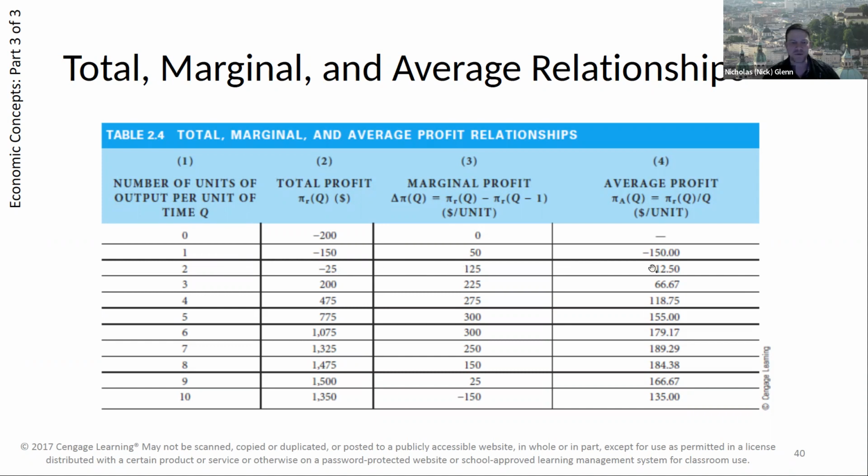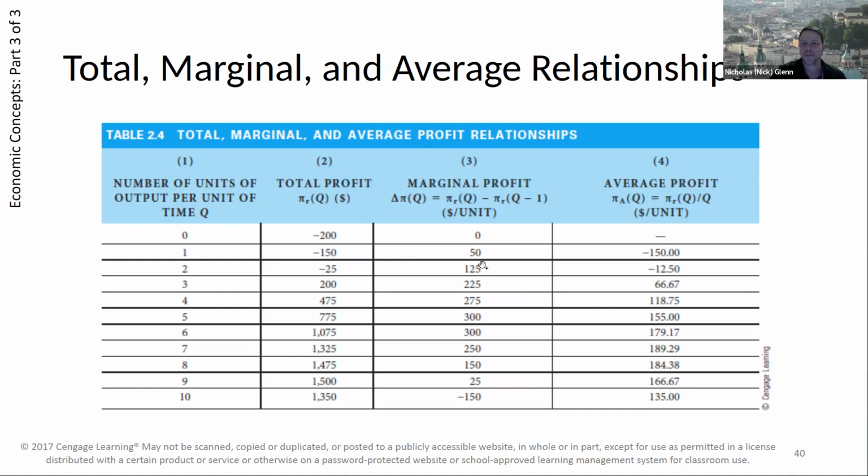And what about the average profit? Well, whereas it was negative 150 before, now it went to negative 12.5. How do you get that? Well, you take your total profit, negative 25, and you divide by the total number of the output, which is 2, and you get negative 12.5. So these are separate, the average and the marginal. The marginal is just looking at the profit from this additional unit, whereas average is looking at all the units you produce, taking your total profit and dividing it by the amount of production that's taking place.